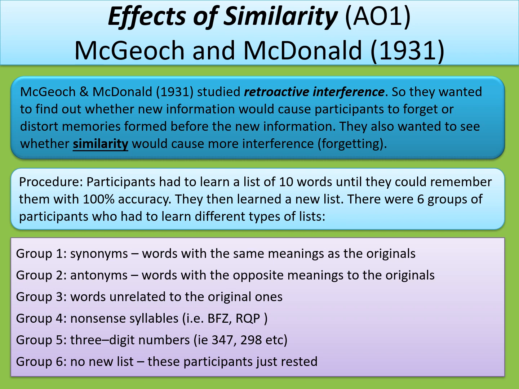So the procedure was participants had to learn a list of 10 words until they could remember them with 100% accuracy. Then they learned a new list. There were 6 groups of participants who had to learn different types of lists. So group 1 had synonyms, words with the same meaning. Group 2, antonyms, words with the opposite meaning. Group 3 had words unrelated to the original ones. Group 4 just had nonsense syllables like B, F, Z.